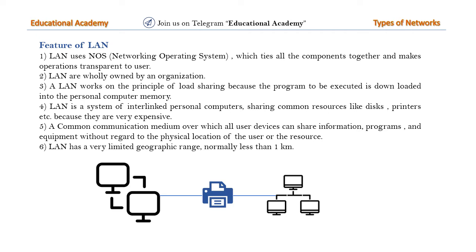On the right side we have three systems which are connected to each other, and those three systems are also connected to the printer. So if anyone wants to take a print from the right side, they can send a command and a file, and they can take out the print.